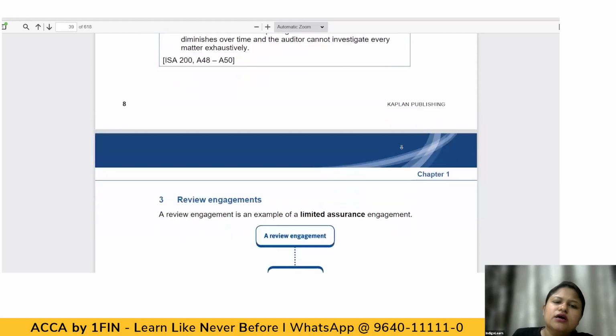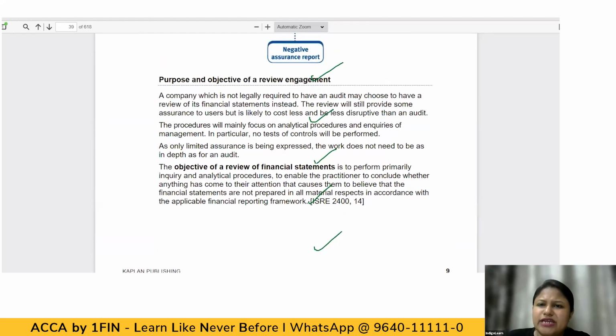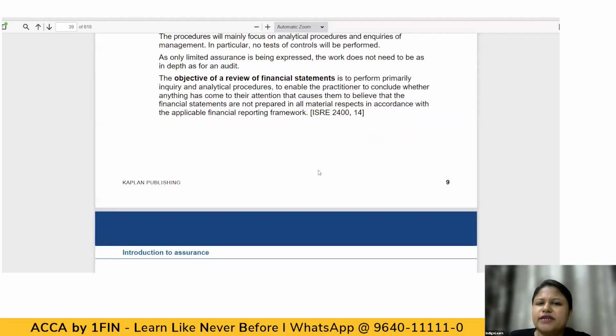Correct? Then review engagement. Review engagements, as I told you, will be done voluntarily for a specific purpose. You perform analytical procedures, you make some inquiry, and basically you give what kind of report? A negative report will be given. So whenever the banker asks you to perform a limited review, or for a particular reason you require it, then you go for limited review, where because you have an objective to perform, you get this done. It is not required by law.